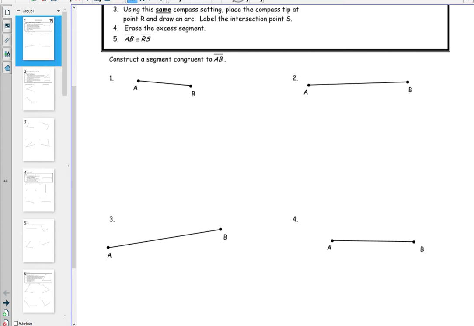So the first one's gonna be probably the most simple one, because there's no rule as far as that these lines have to be parallel or anything like that. So do as I do. Draw a point somewhere here underneath AB. It doesn't say what they want us to call it.